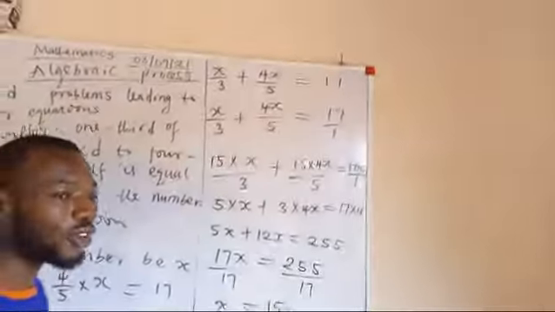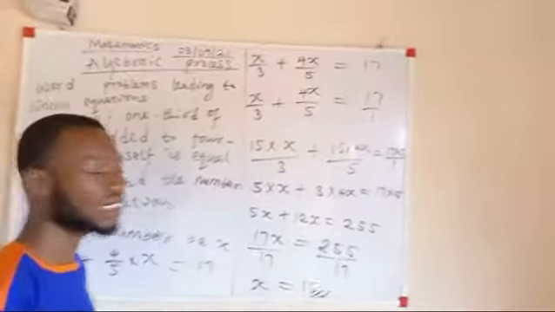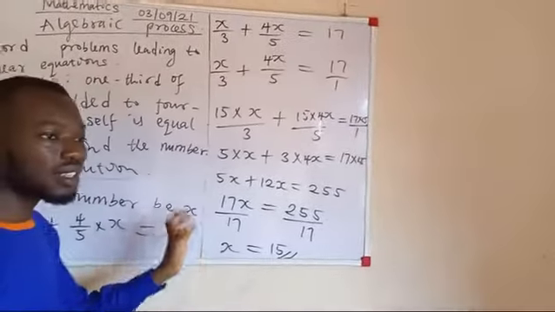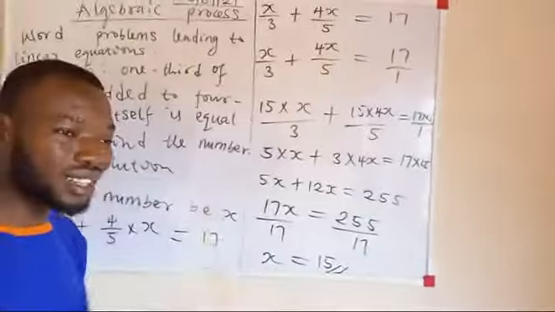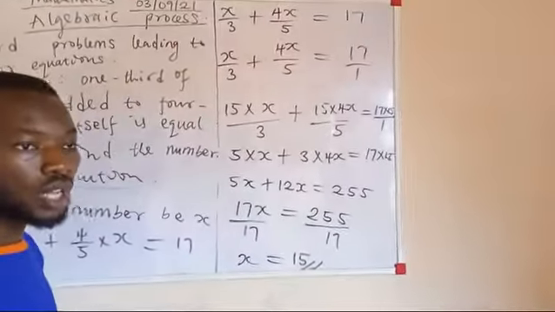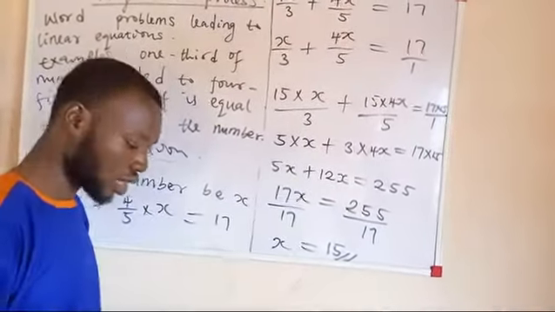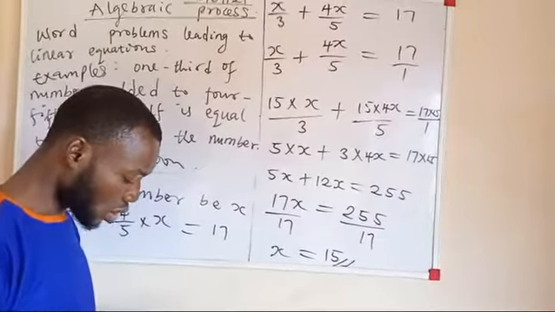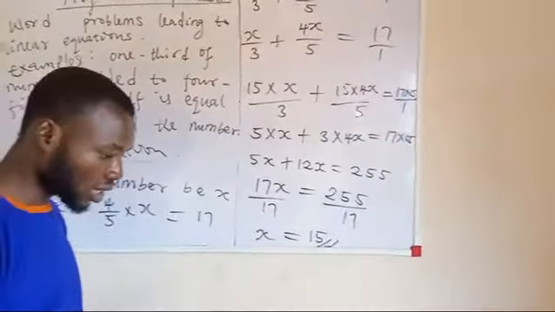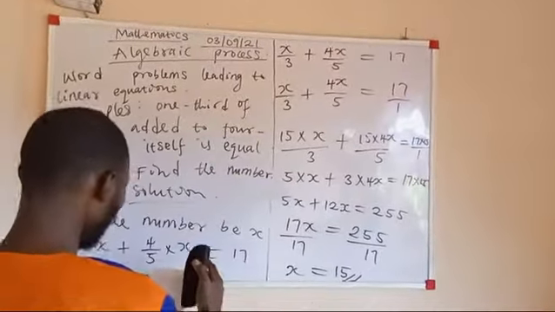So that is what problems leading to linear equations is all about. It's very simple. Once you understand the statement that is being made, and you can translate it correctly without any issue, you are good to go. It will take you to the normal linear equation. So let's solve another example on problems leading to linear equations.